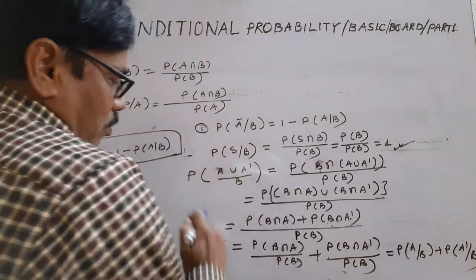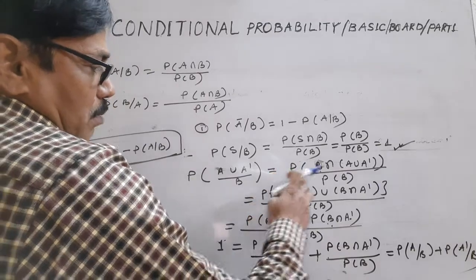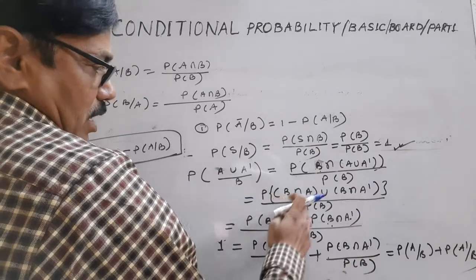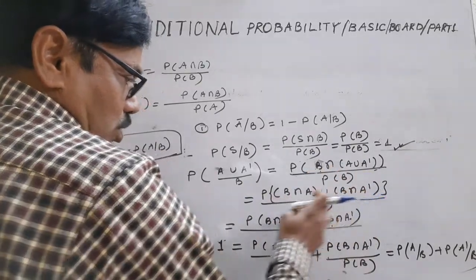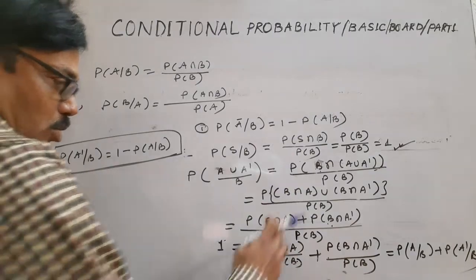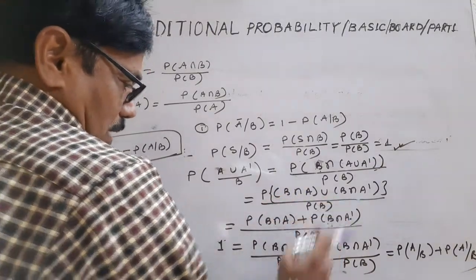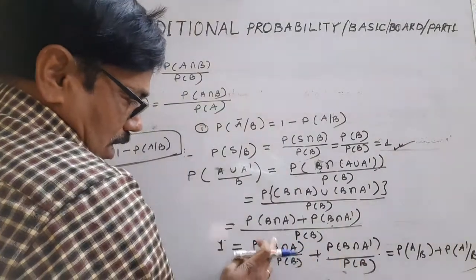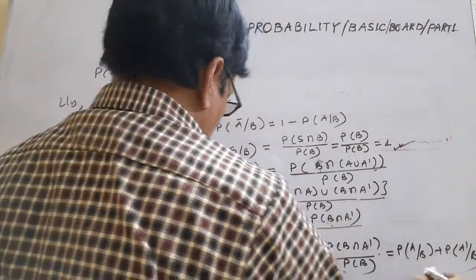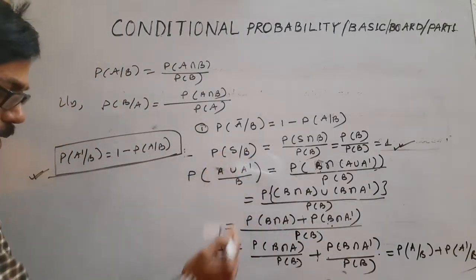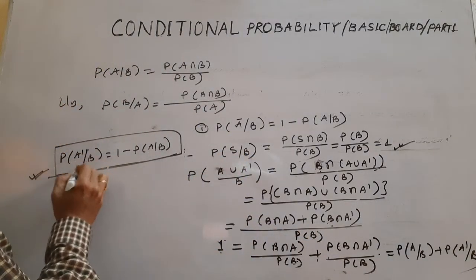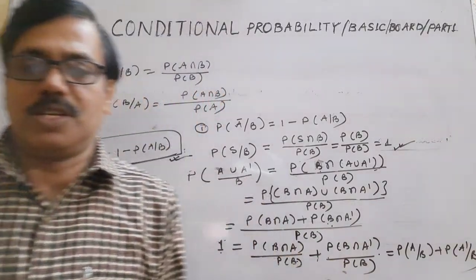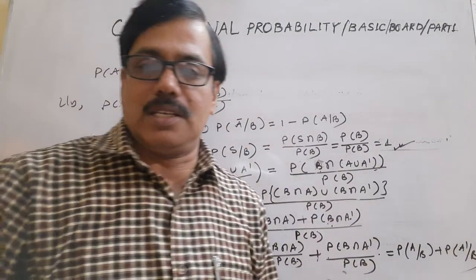Now from the definition of conditional probability, P(B intersection this). Use the distributive law. So B intersection (A union A'). These two sets are exclusive, so we can write it as P(B intersection A) plus P(B intersection A') by P(B), dividing it into two parts. So this is P(A|B), this is P(A'|B), and the left hand side is P(S|B), which is 1. So P(A'|B) = 1 - P(A|B).